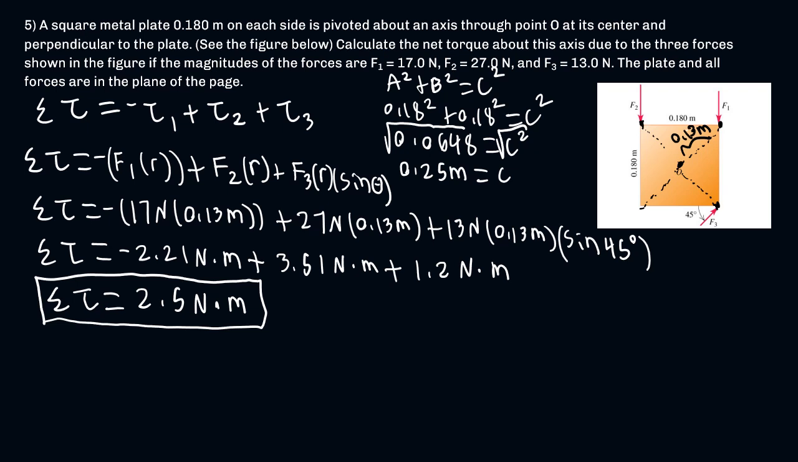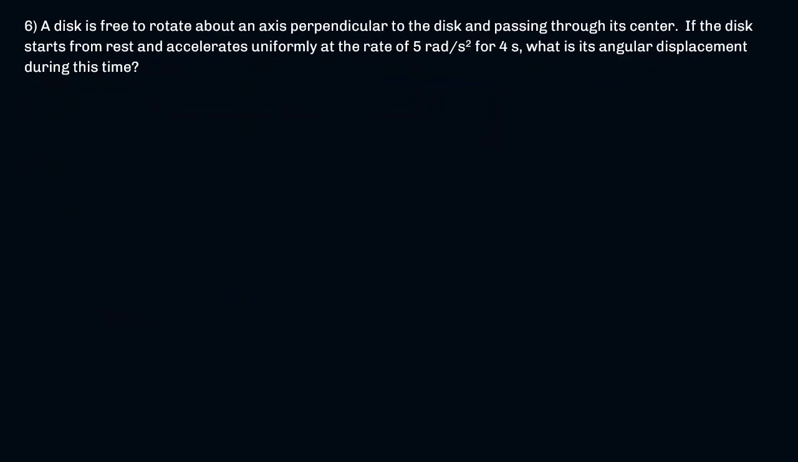Alright, so let's move into example number 6. Alright, so example number 6, we have a disk is free to rotate about its axis perpendicular to the disk and passing through its center.